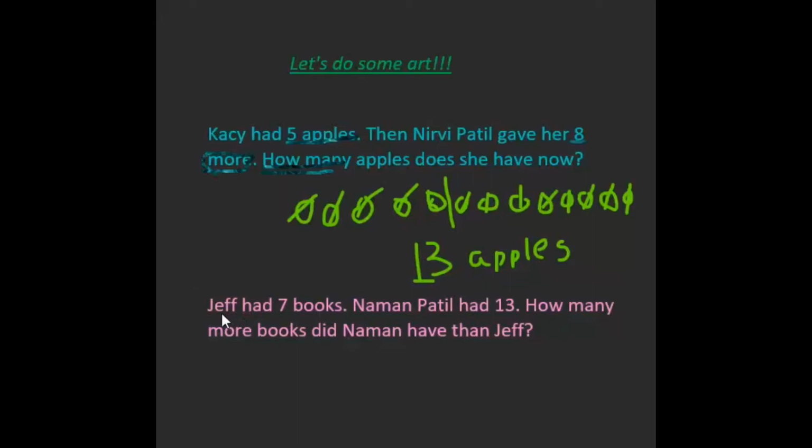In this one, Jeff had 7 books. Naman Patil, which is me, had 13. How many more books did Naman have than Jeff?